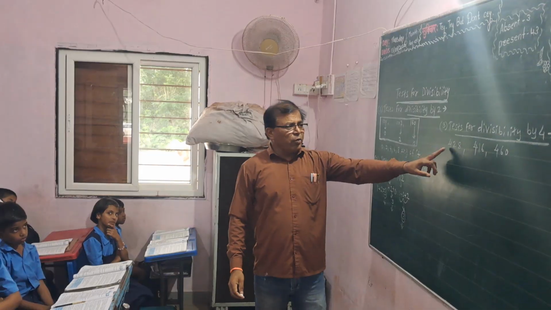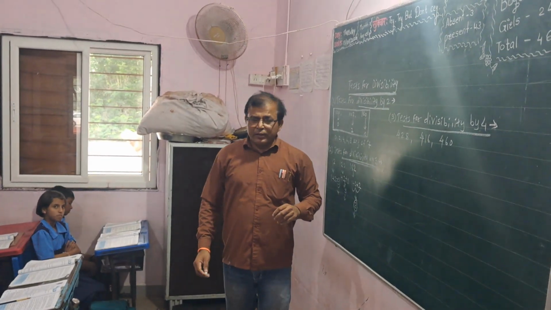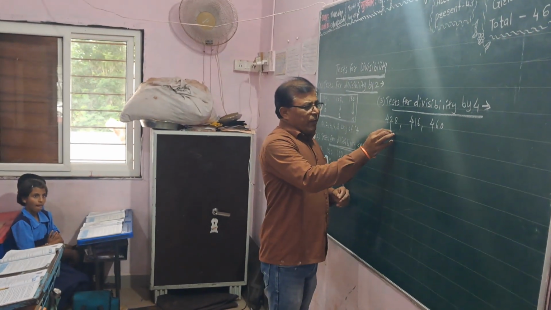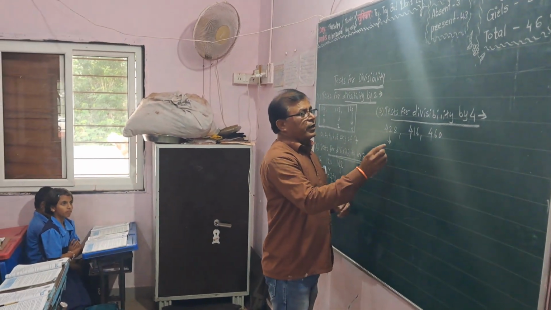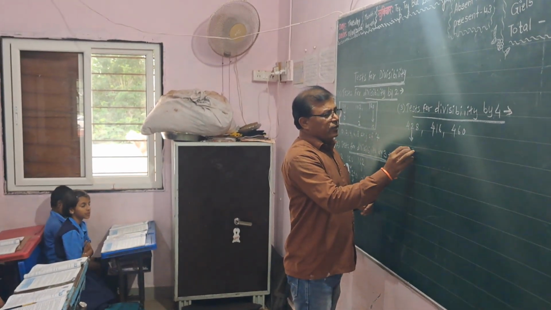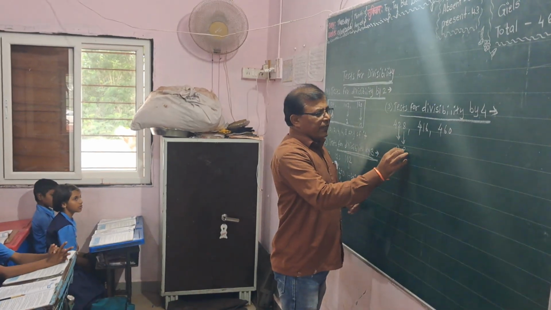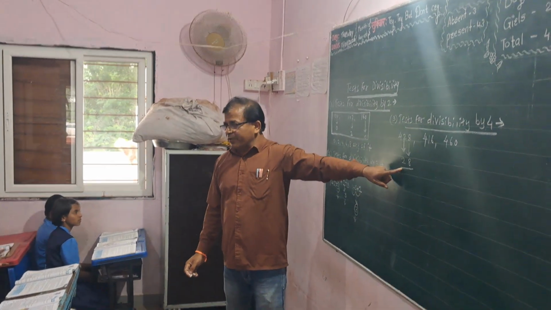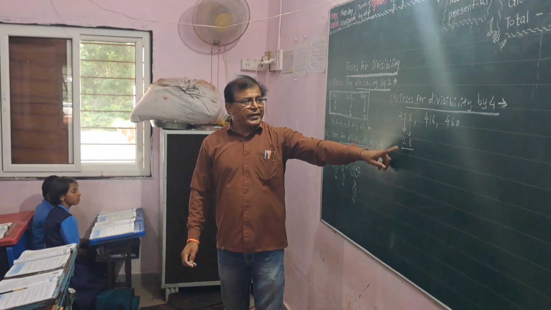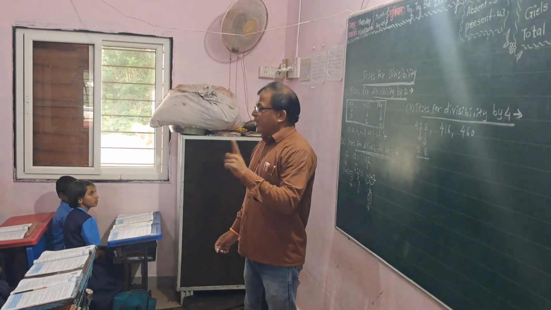Now, here is 428. Here is the tens place digit 2. Unit place digit 8. Then we get a new number, 28. This 28 is completely divisible by 4.